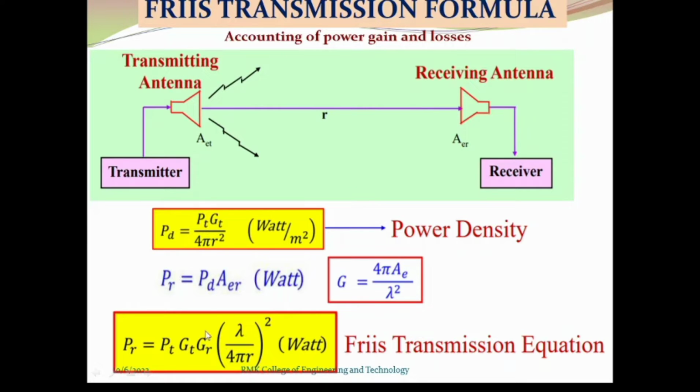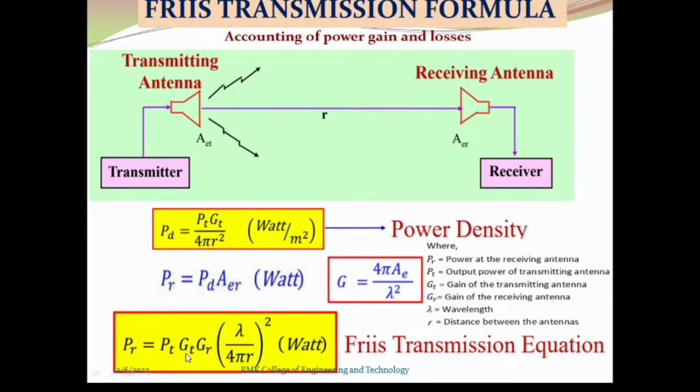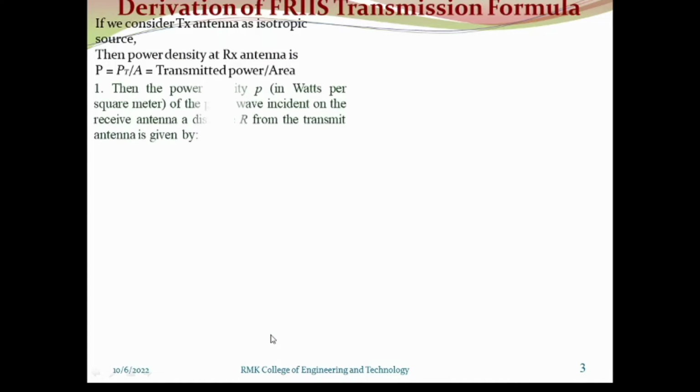Then this is the Friis transmission formula: the power reception can be calculated by taking PT, the transmitting power of the transmitter, and GT, the gain of the transmitting antenna, and GR, the gain of the receiving antenna, multiplied by lambda by 4 pi r, whole squared. Lambda is the wavelength of the operating frequency, right? Now we will discuss how to derive this Friis transmission formula using these power density relations, right?